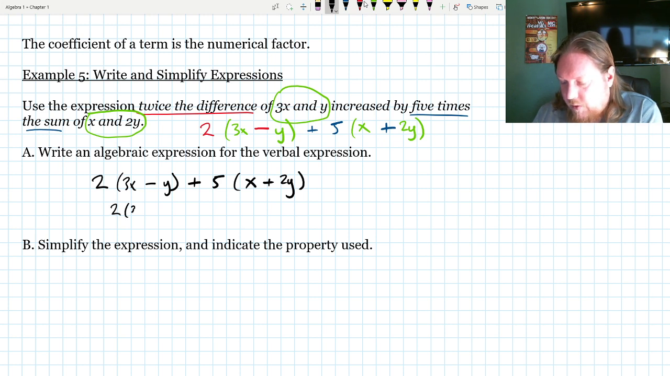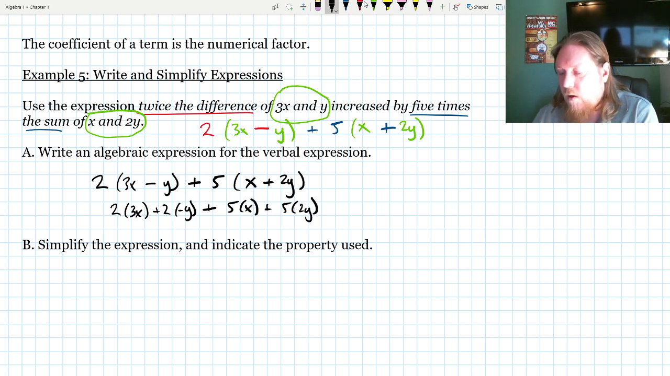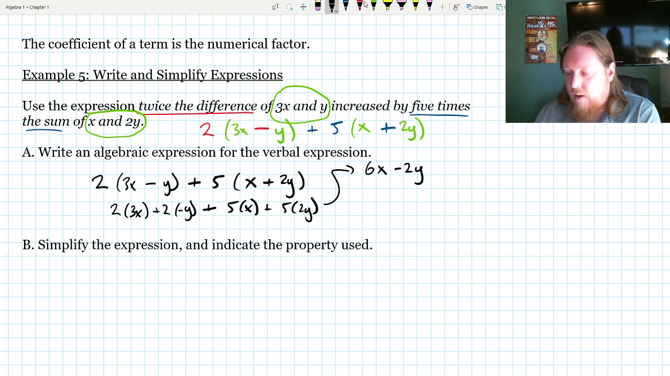2 times 3x plus 2 times negative y plus 5 times x plus 5 times 2y. And here I'm going to simplify all those things by multiplying it out. 2 times 3 is 6x's. 2 times negative y is really just 2 times negative 1, so minus 2y. And then I've got 5 times x, I'm going to add that in. 5 times 2 is 10, and that's on the y's.